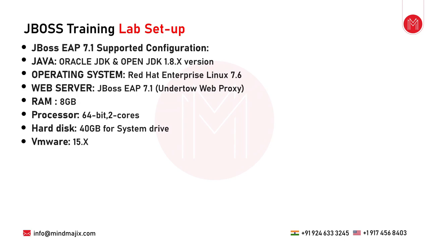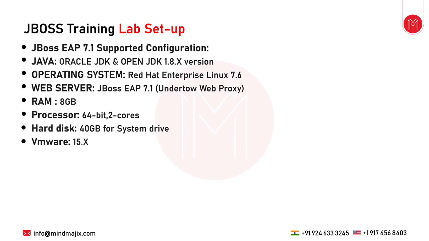Basically, you need to set up your system configuration levels, what we need for the lab setup on your PC to install JBoss. Overall, I will give support for the JBoss EAP 7.0 supported configurations. Here we need to install Java 1.8, or we can go for Java 10 also, it will support that. The operating system is Red Hat Enterprise Linux 7.6, and the web server is Undertow, which is newly introduced in JBoss 7.x; it is not there in 6.x.